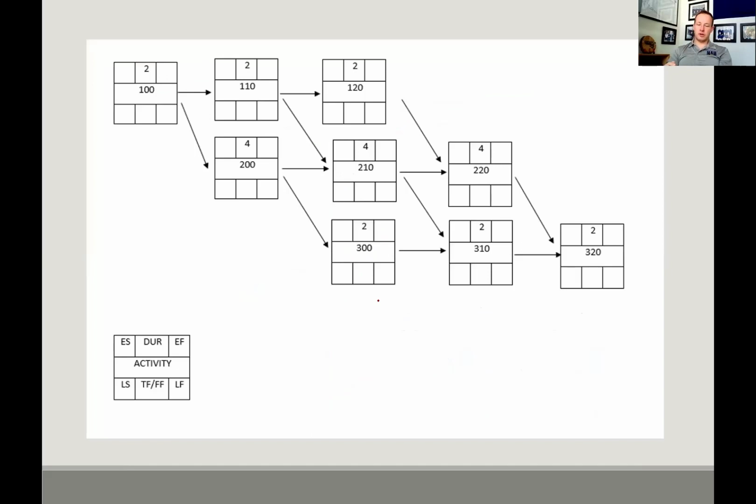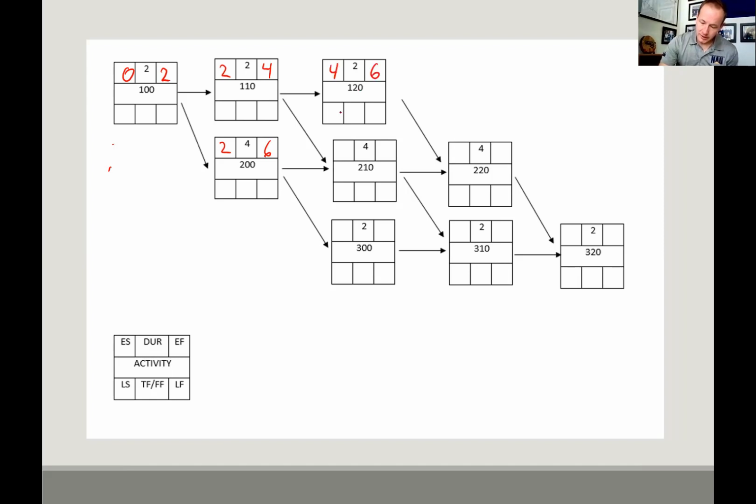Let me walk through an exercise with you. So this is a little bit bigger one than the one I give you in your assignment. So we're always going to start with 0. And we're going to add the duration, which is 2. We take the 2 and we carry it over into our early starts of the next, and we add our durations, 4 and 6.